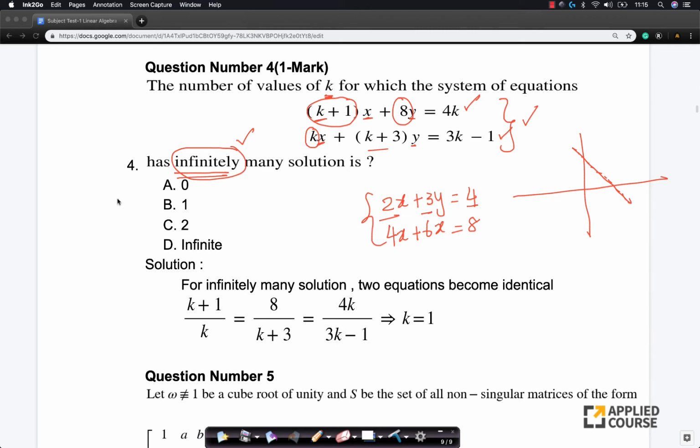Now we are given 4 options, right? We don't even want to solve this. So if I place in 0 here, what happens? Okay, division by 0 is not valid. So this won't work out.